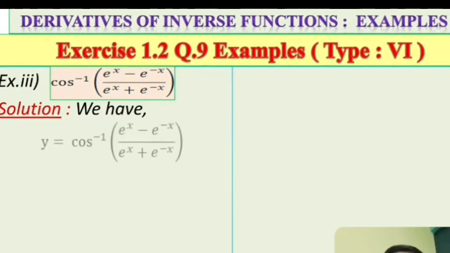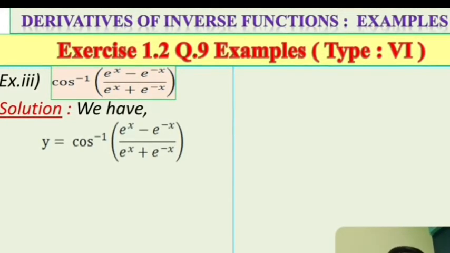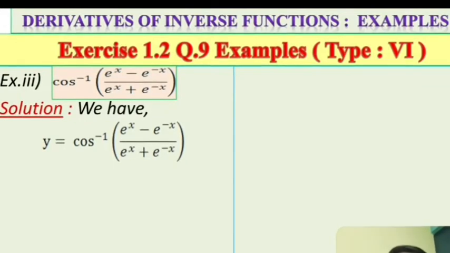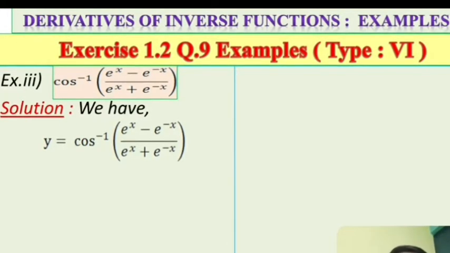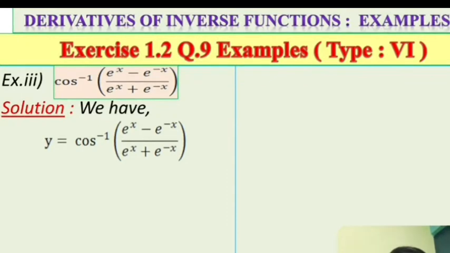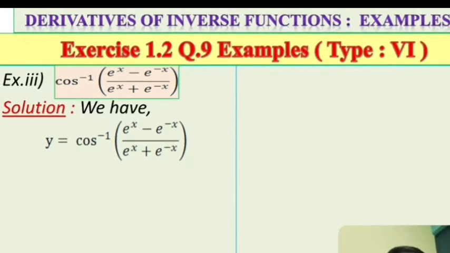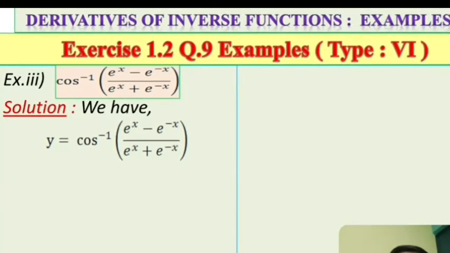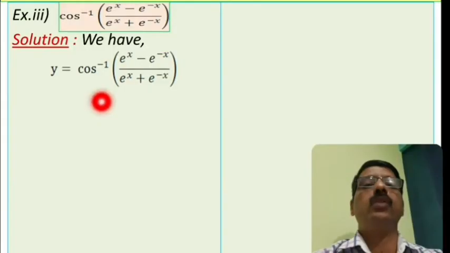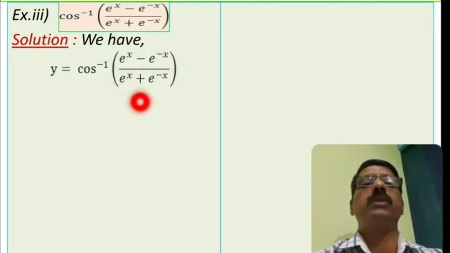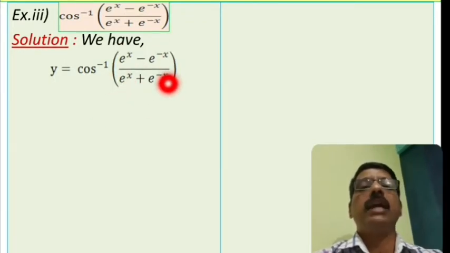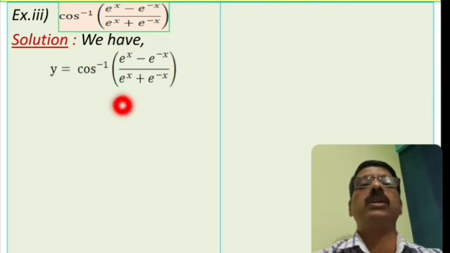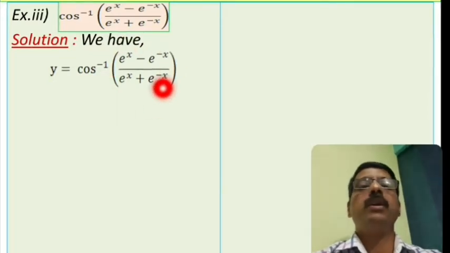Firstly, write the given function in the form of y equal to cos inverse of the given function f of x. Now we have to use a substitution, and which substitution has to be applied here is what we will discuss. The given function f of x is (e raised to x minus e raised to minus x) upon (e raised to x plus e raised to minus x). That means we have to convert the given function into a trigonometric function. But firstly, we have to simplify the given f of x.